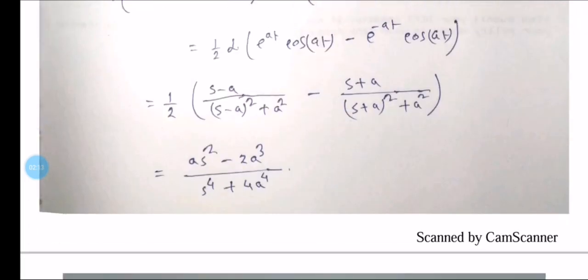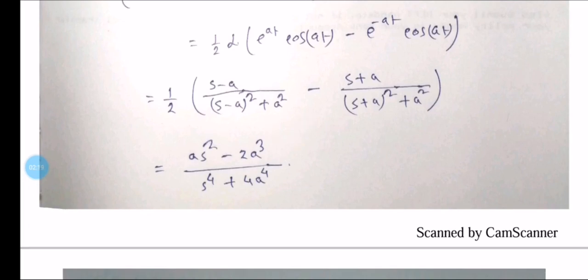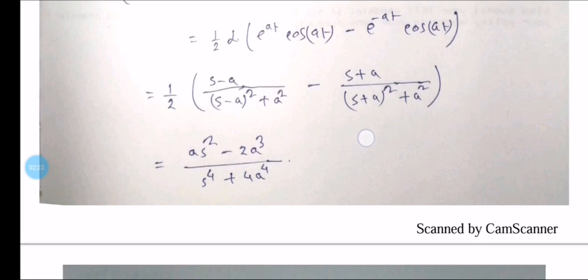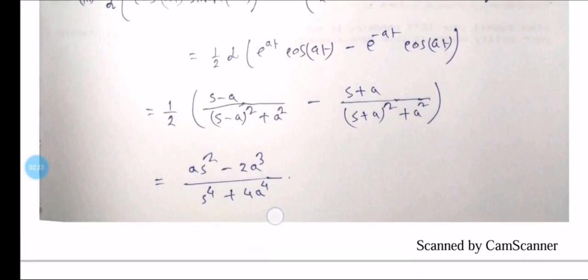So the first Laplace transformation, e to the power at cos at, we can write as this, minus the Laplace transformation of e to the power minus at cos at, we can write as this. We can find these two Laplace transformations from the box, so finally after calculation we will get this.